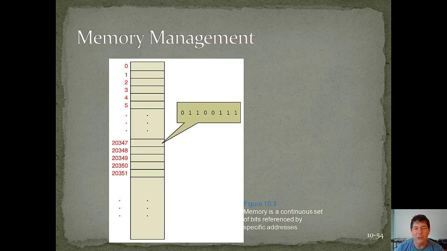So there are two parts to memory management. One is the address of the memory where it's located. And if you're a C programmer, this is the same as a pointer. And then the other is the contents of the memory, what the memory contains.